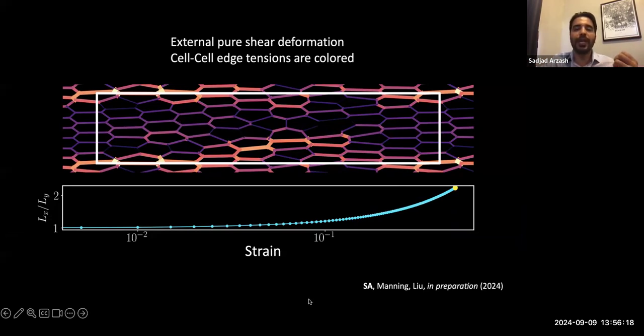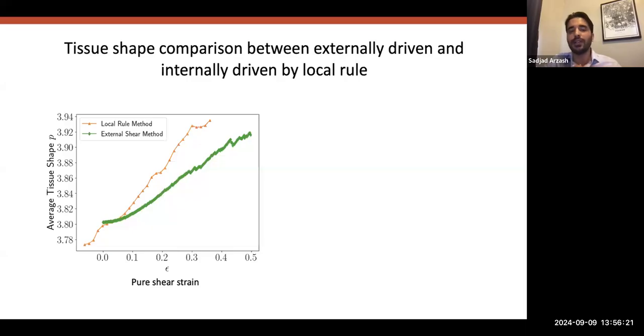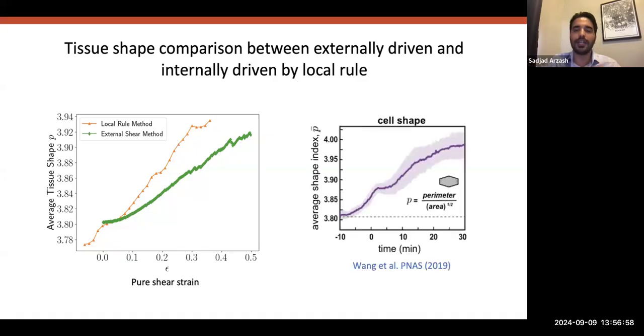To compare these two mechanisms, one way is to just look at the average tissue shape, right? If I look at the average tissue shape versus the strain in the tissue, the green one is the externally driven deformation, where we just apply this pure shear. The orange one is this local rule, just tuning these active edge tensions. We can see that the shape of the tissue is increasing at a higher rate compared to the passive or external case.